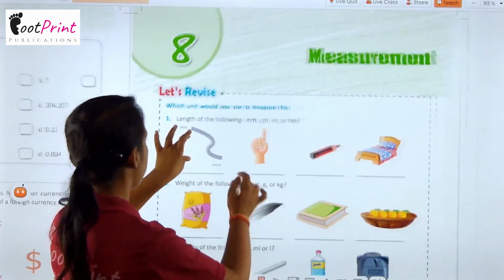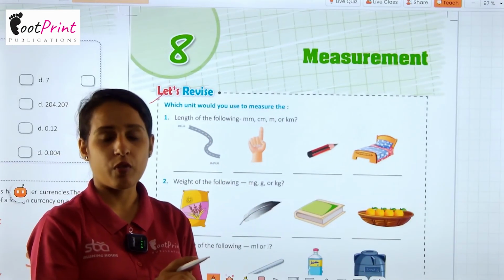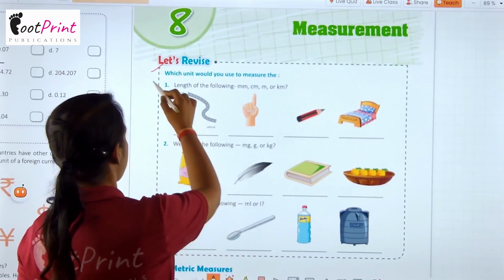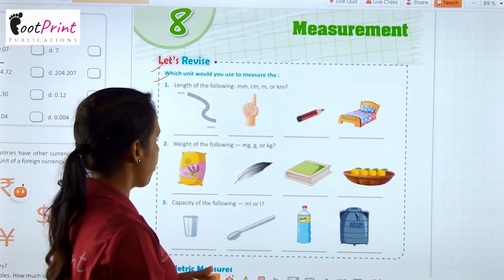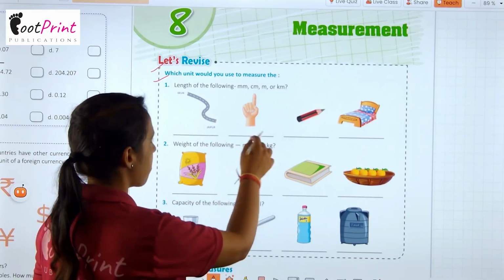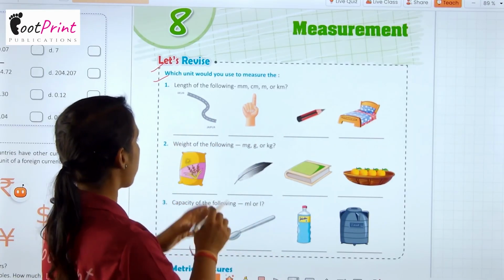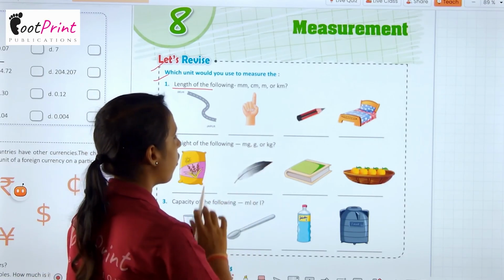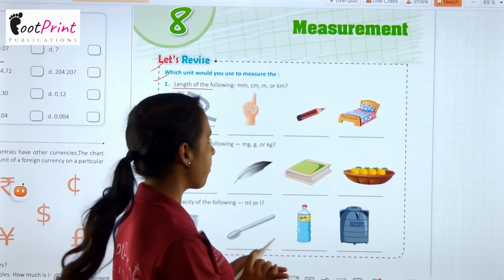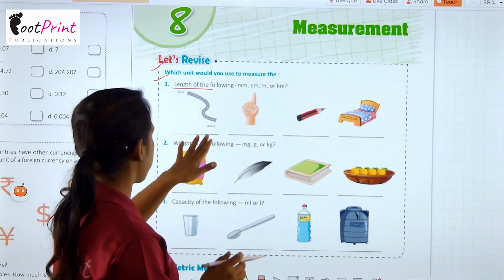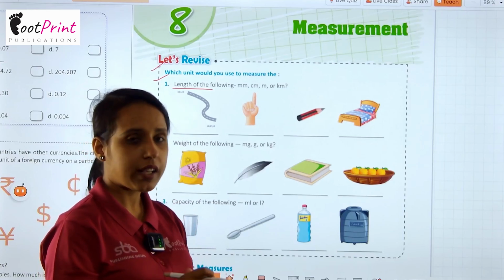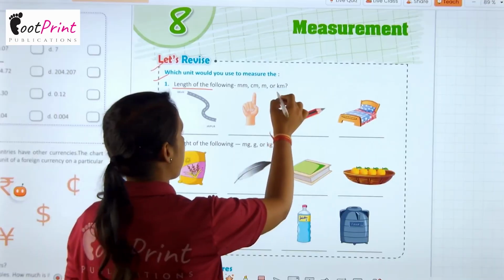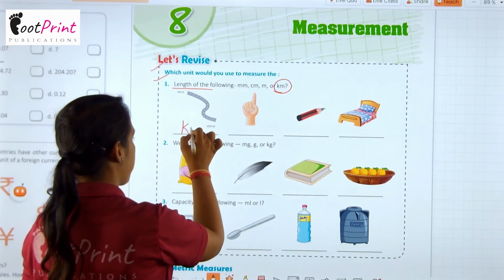Here we have some questions on the basis of our previous learning. Let's revise it. The first question is, which unit would you use to measure the length of the following? Some pictures are given, and we have to find out which unit will measure the length of the given figures. Here is the road from Jaipur to Delhi. We know that Jaipur and Delhi have a large distance between them, so it will be measured in kilometer.